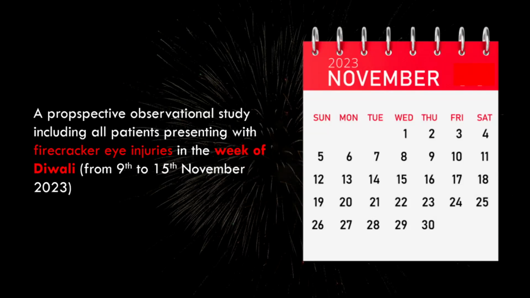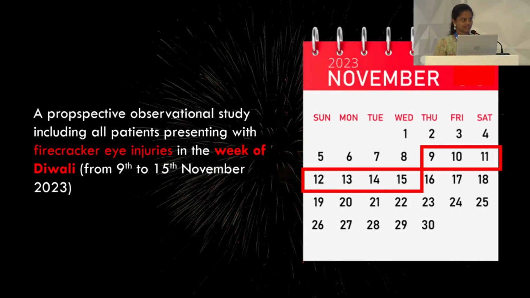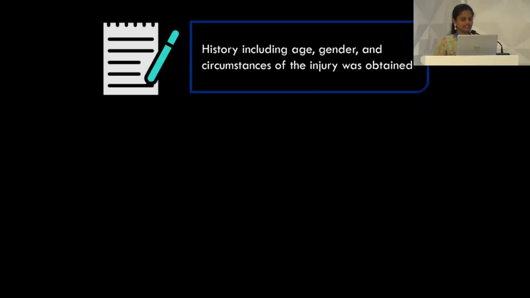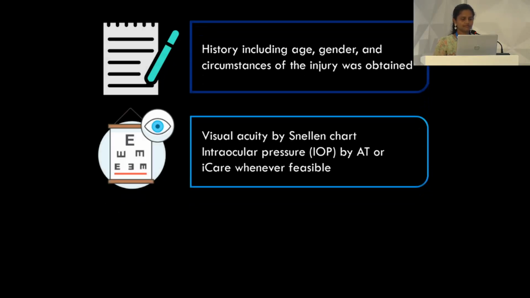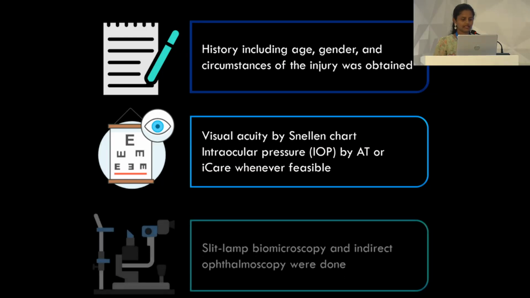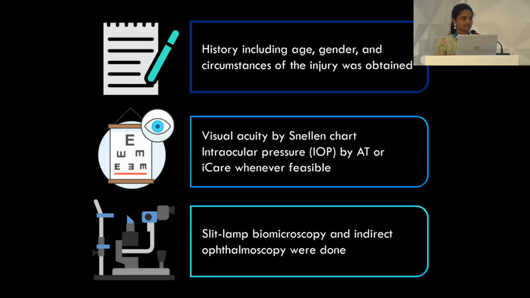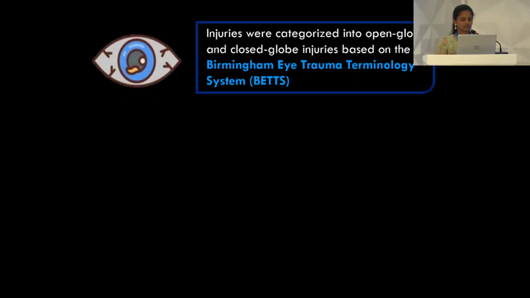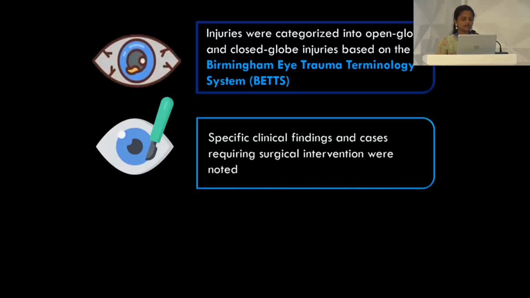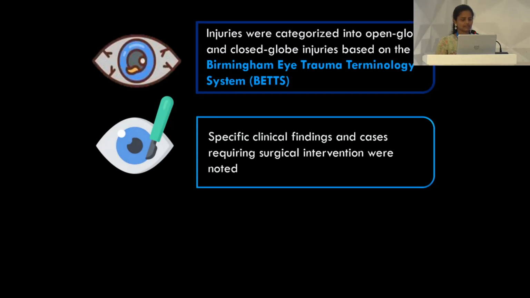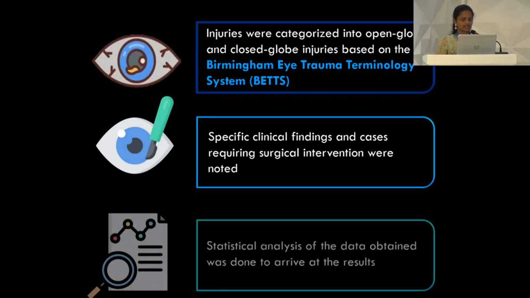We did a prospective observational study including all patients presenting with firecracker eye injuries during the week of Diwali. A detailed history including age, gender and circumstances of injury was obtained. Visual acuity and IOP was done. Slit lamp biomicroscopy and indirect ophthalmoscopic examination were done. The injuries were categorized into open globe and closed globe injuries based on Birmingham eye trauma terminology system. Specific clinical findings and cases requiring surgical intervention were noted and statistical analysis was done.